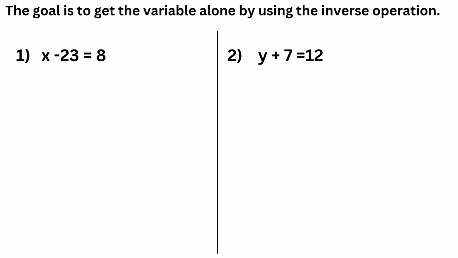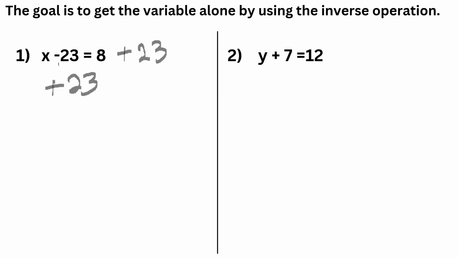So for example 1, we're asked to work on x minus 23 equals 8. So how do we achieve this? Remember, we are doing the inverse operations. So we have minus 23, so minus 23 is going to become plus 23. And then whatever we do to this side of the equation, we do the same to the other side of the equation. So here is going to be plus 23.